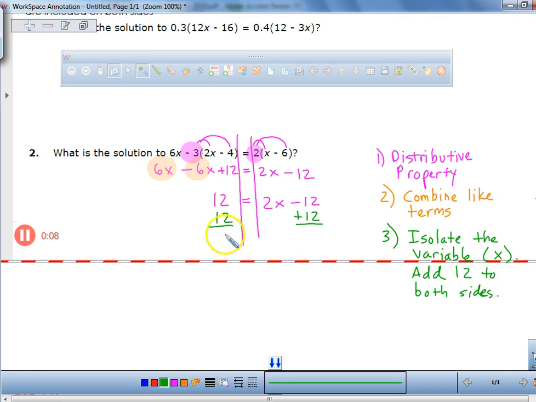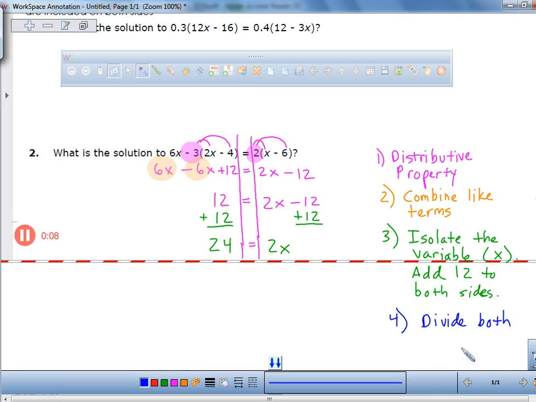All right? What do we get over here? 24. Equals, all right? That's equal to 2x. Very good. We are almost done, everybody. How many more steps do we have right now? 1 more. So, what do we do now, everybody? Divide. That's right. Divide both sides.